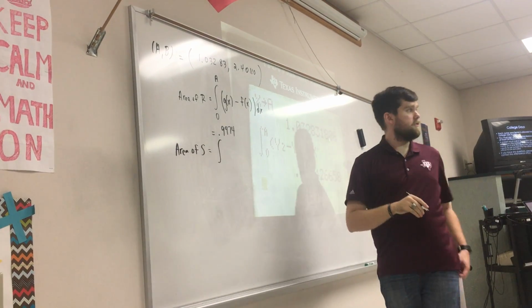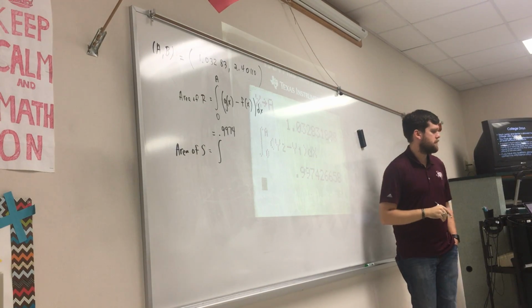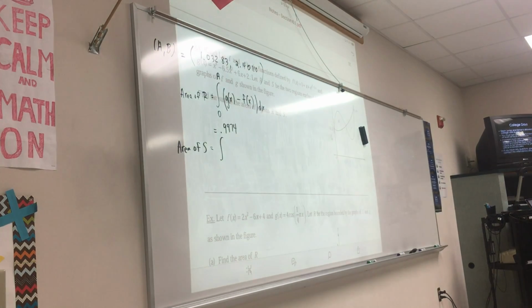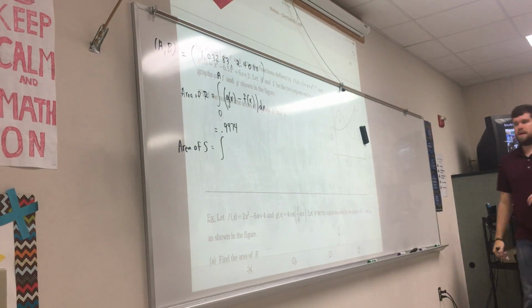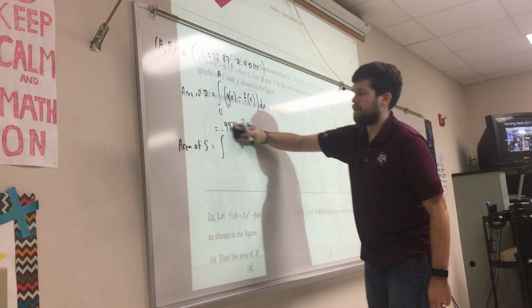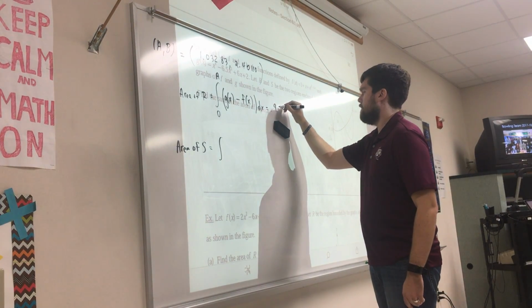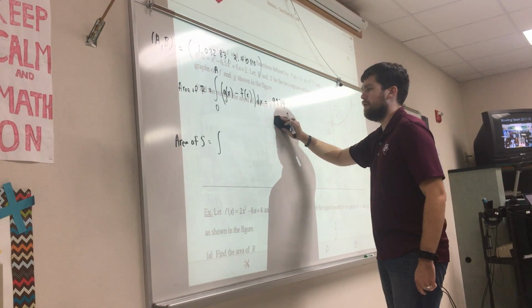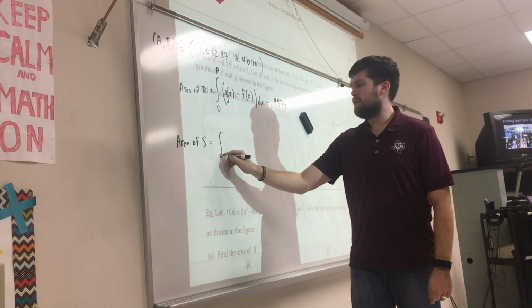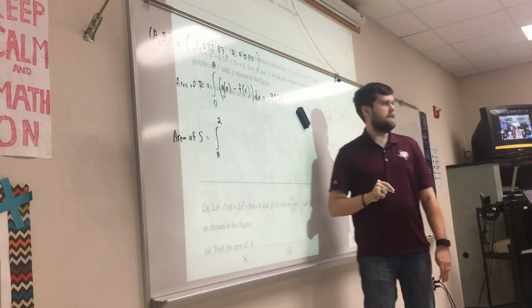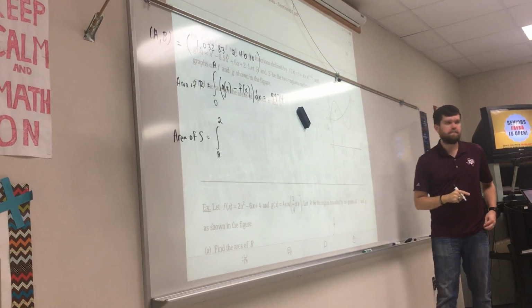Okay, the bounds are going to change, right? So what are the bounds going to be on my area for S? It would be a to 2. Yeah, from A, let me make this a little more clear. Let's say over here, this is equal to 0.9974. And so our area of S is going to be from A to 2. And is it still going to be G minus F?